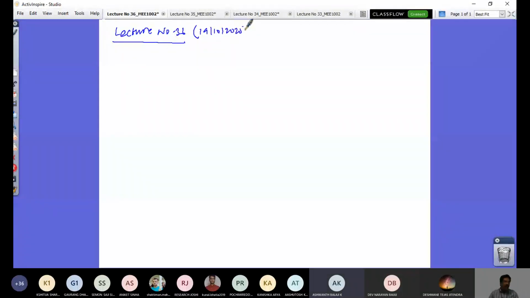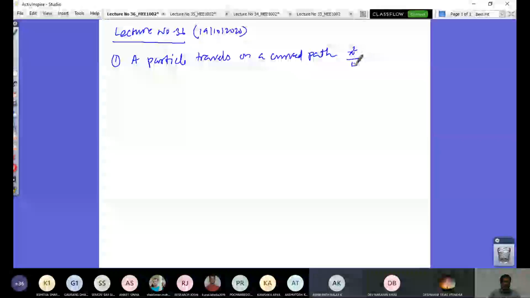A particle travels on a curved path. The word particle, you should not misunderstand as a tiny particle. That's a very important ideology we are discussing. A particle means a rigid body whose physical geometry is neglected. It travels a curved path given by x squared by 4 minus 2y squared equals 24.